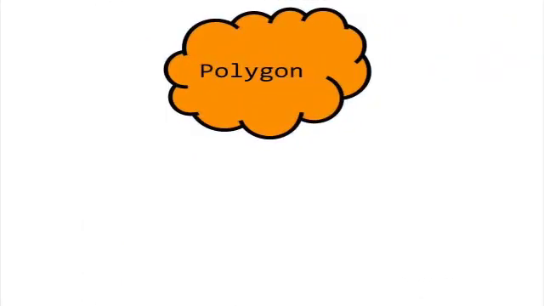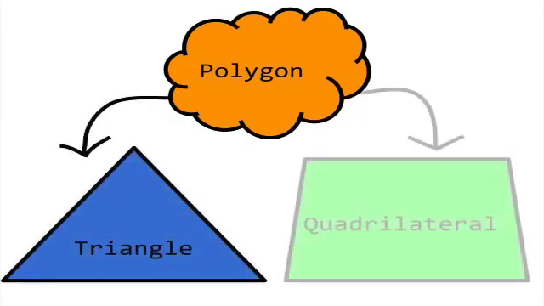In our example, Polygon is an abstract class. Therefore, we cannot create polygon objects. What we can do is create objects of its derived classes, triangle and quadrilateral.